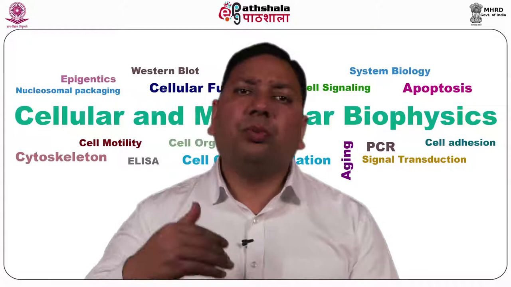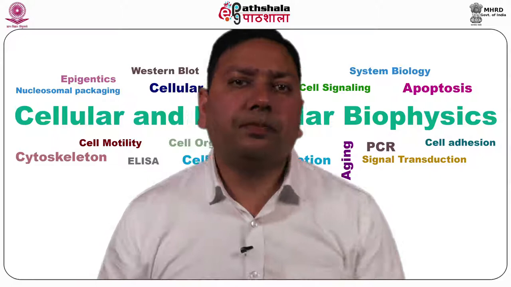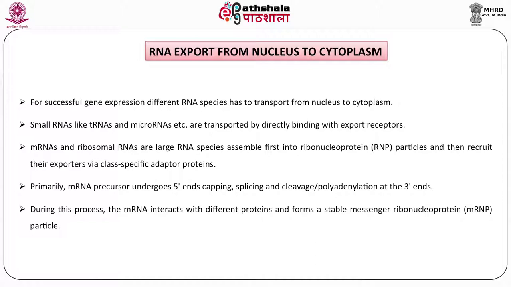Now coming to a bigger figure, that we call the RNA export from nucleus to cytoplasm. If you see, for successful gene expression, different RNA species have to be transported from nucleus to cytoplasm. Small RNAs like tRNA, microRNA, etc. are transported by directly binding with the export receptors. However, mRNA and ribosomal RNAs are larger RNA species, which first assemble into a ribonucleoprotein particle, that's called an RNP particle, and then they recruit their exporter via class-specific adapter proteins.